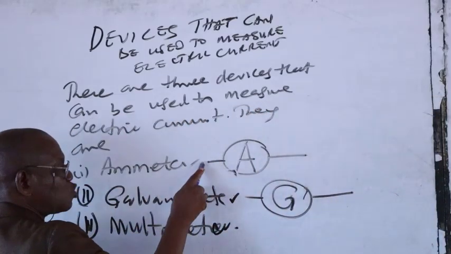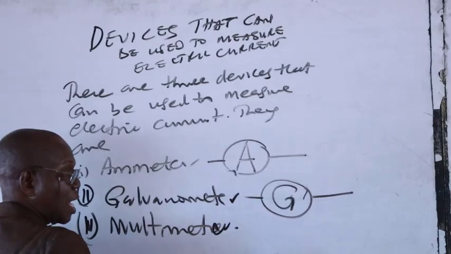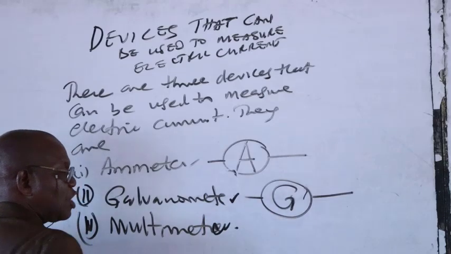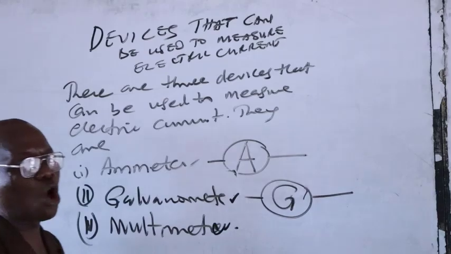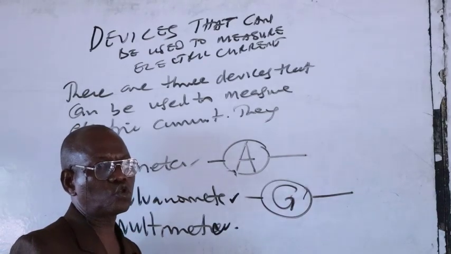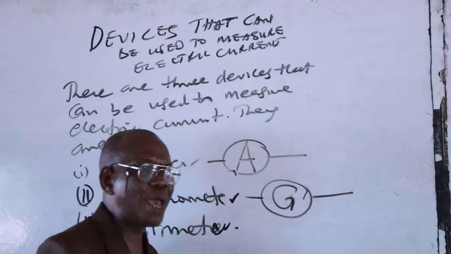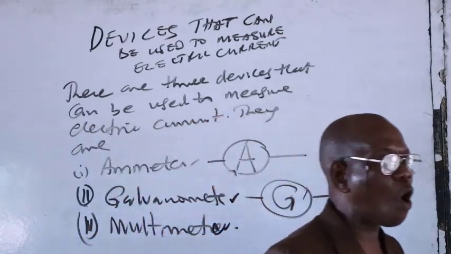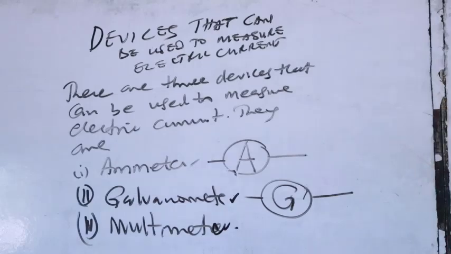Just as this one has two terminals, this also has two terminals. You have red and black. It depends on the maker. Some makers may not differentiate the color, but they will put the sign there for you so that you know. Any instrument that has black and red, or they put the sign positive and negative, ensure that in connection, you connect positive to positive, negative to negative.